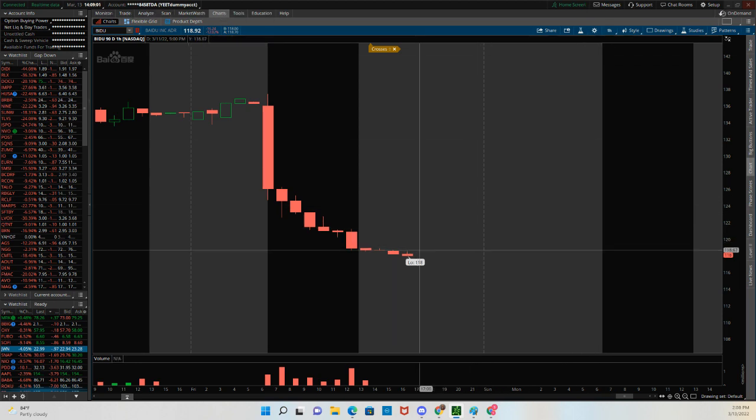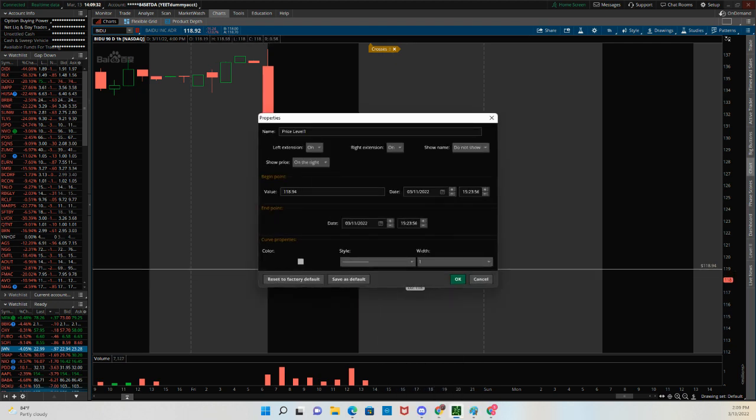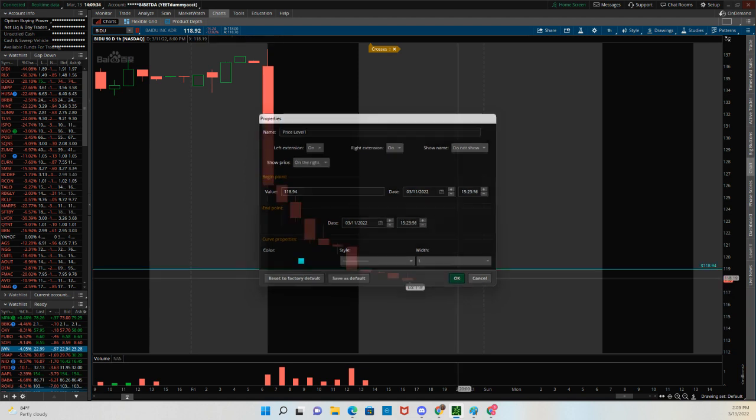The first thing I'm going to do is put a resistance line or support line at the top wick of an hourly candle that has a candle near it with a lot of room to run. I know that sounds kind of weird, so I'm going to show you this example here. I'm going to go ahead and put a line right there. I'm going to make this the right color. You'll see why.